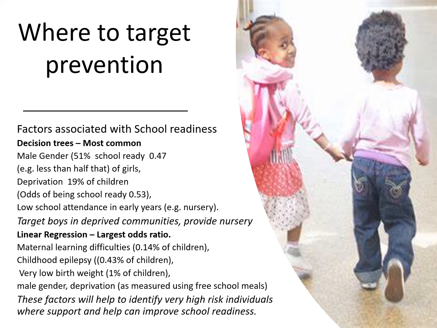The next variable with the highest odds ratio would be a child with epilepsy. Again, this is very uncommon, with only about 0.4% of children having epilepsy, but is a very high risk factor that the child will not be school ready. So these factors, using a linear regression, will help identify very high risk individual children where help and support can really help that family.